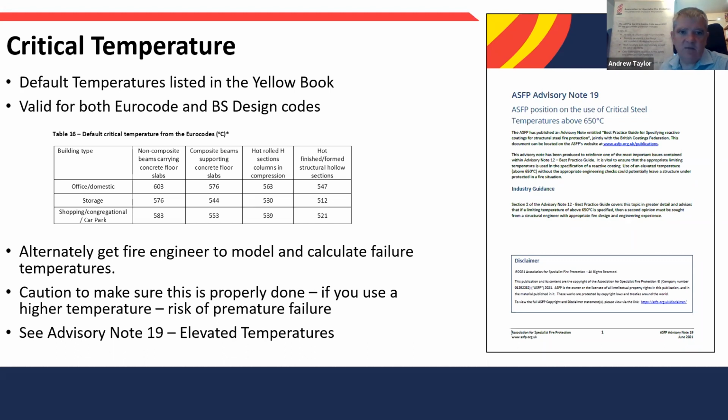And if somebody comes along and says, that's fine, we could go above 650, your structure must have been designed in such a way that that's possible. There's a level of restraint. There's a level of conservatism in the steel design. Please make sure that any such thing has been properly done by a competent engineer. If you see a temperature of 600, 650 and above, ask the question. There's an advisory note out there, advisory note 19, that considers the use of elevated critical steel temperatures. Just make sure it's been done properly.